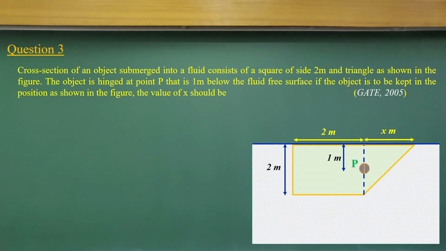Now, let us come to another question, number 3. The cross section of an object submerged in a fluid consists of a square of side 2 meters and a triangle as shown in the figure. The object is hinged at point P, 1 meter below the fluid free surface. If the object is to be kept in this position as shown in the figure, what should the value of x be so that it stays in the equilibrium position?